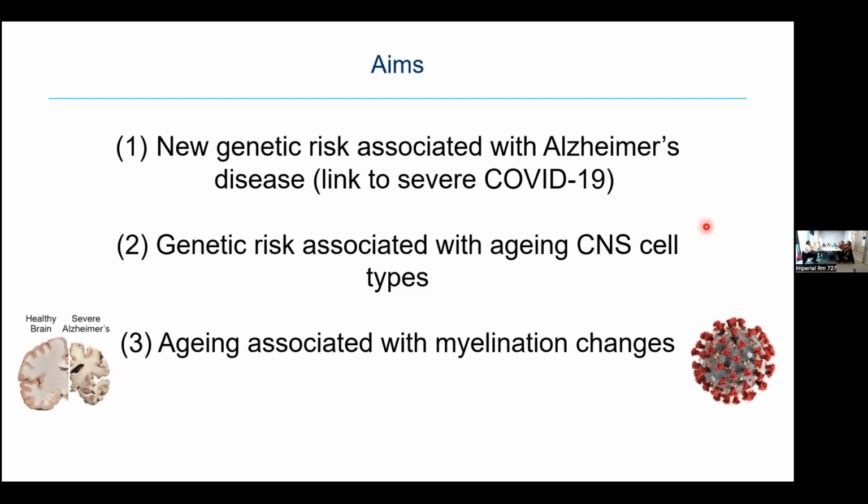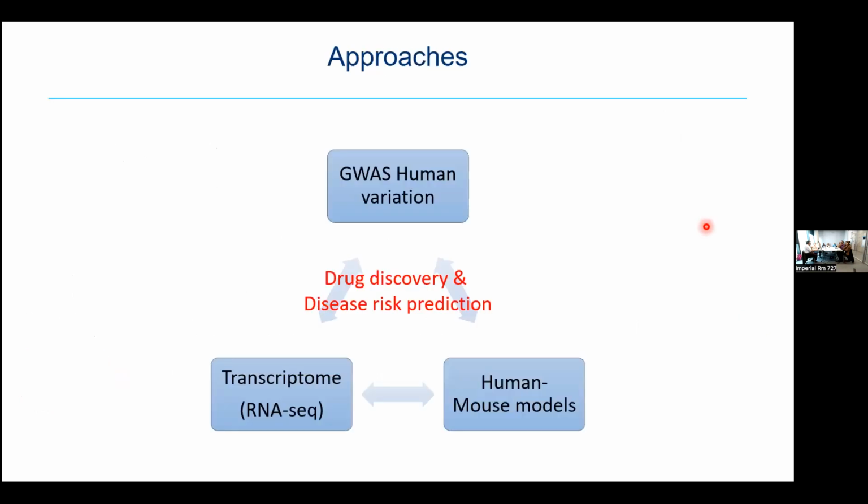So today I'm going to tell you 3 stories. The first of these is understanding new genetic risk associated with Alzheimer's, and there's a bit of a sub-story to that as well, showing some overlap with COVID-19, at least at the level of 1 gene so far. Then I'll talk about applying that approach to genetic risk associated with the aging brain, and then finally changes in myelination and oligodendrocytes with aging.